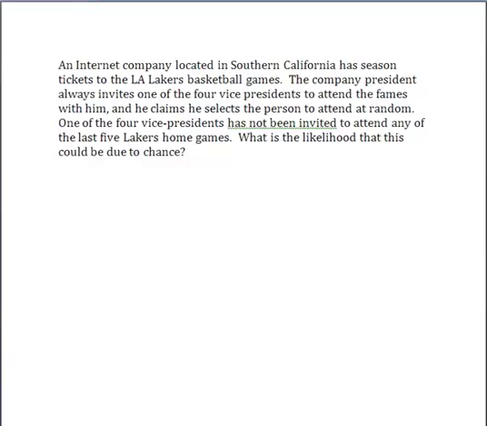We have an internet company located in Southern California that has season tickets to the LA Lakers basketball games. The president always invites one of the four VPs to attend the games with him, and he claims he selects the person to attend at random. But one of these four guys has never been invited to attend any of the last five games. So what we're looking for is, what is the likelihood that this could be due to chance? All right, let's take a look how I would recommend that you work this problem.